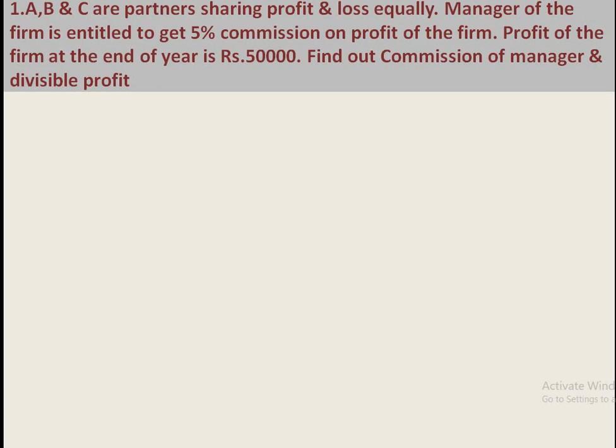Yes, now we found two formulas. Listen to me, guys, when nothing is clarified, this 5% commission on which type of profit, before deducting commission or after deducting commission, then it is always before deducting commission, which is the simple one. Profit of the firm at the end of the year is 50,000. You have to find out the commission of the manager and also divisible profit. Okay, we will discuss what divisible profit is, but let me first find the manager's commission.